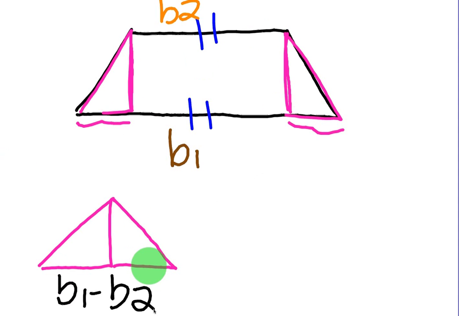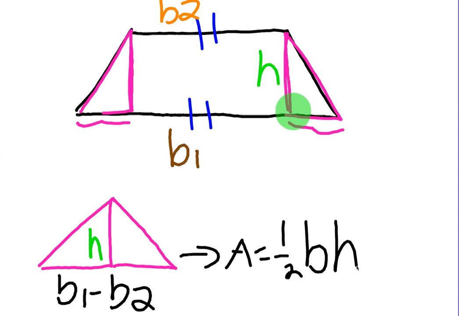All right. Now you can also see that the height of this new triangle is going to be exactly the same as the height of the original, H. Now we have a triangle. We just talked about the area of a triangle. What is it? Okay.